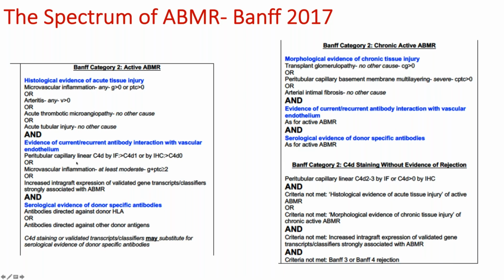So that's why C4D is not a criteria for diagnosing antibody-mediated rejection. If you see here, one of the criteria for saying an evidence of current or recurrent antibody interaction with vascular endothelium is the presence of peritubular capillary linear C4D or a microvascular inflammation defined by at least G plus PTC score, which is glomerulitis or a peritubular capillary inflammation. The combined score should be more than 2. So all these are the criteria for diagnosing active antibody-mediated rejection.